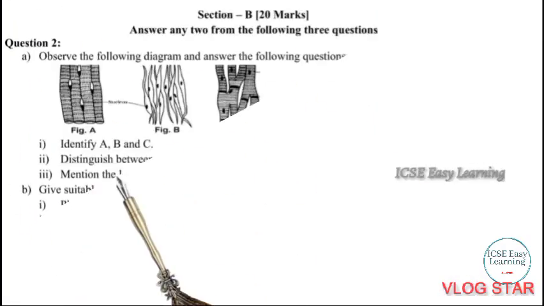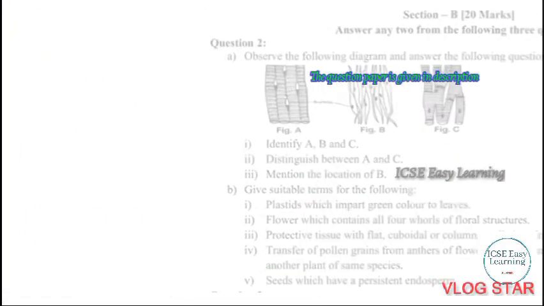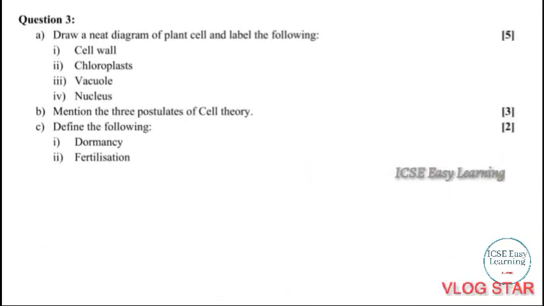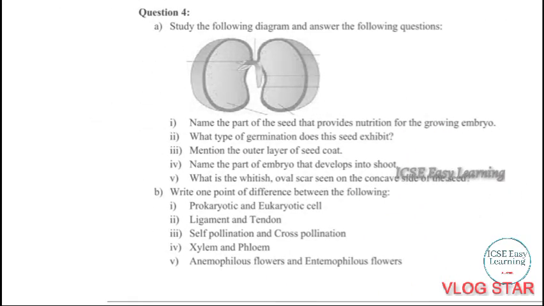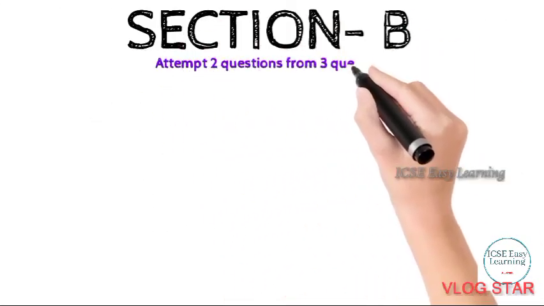Section B consists of 20 marks. We have to attempt 2 questions from the following 3 questions. Each question carries 10 marks. So let's discuss the answers of all 3 questions. So now let's go into the video.